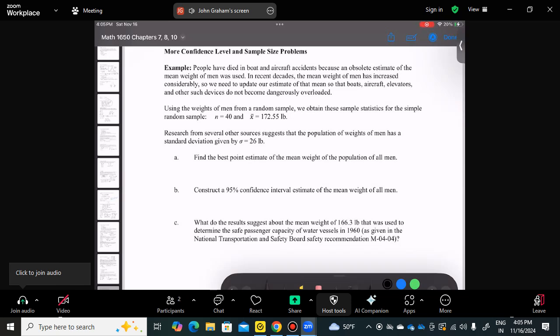Okay, this is usually not something you have to calculate. Best point estimate. If it is something you calculate, it'll be based on your data. But this is given. X bar equals 172.55. Just the sample mean.